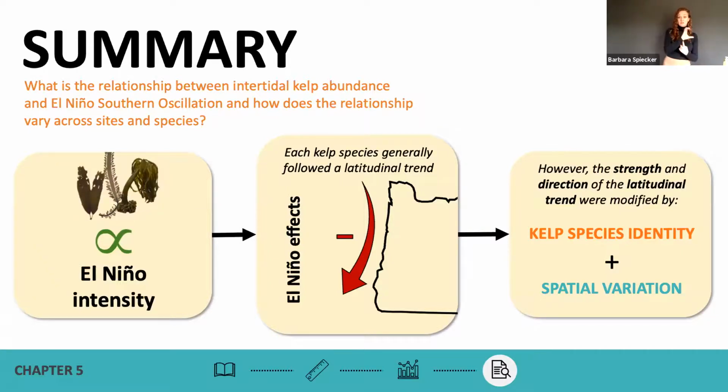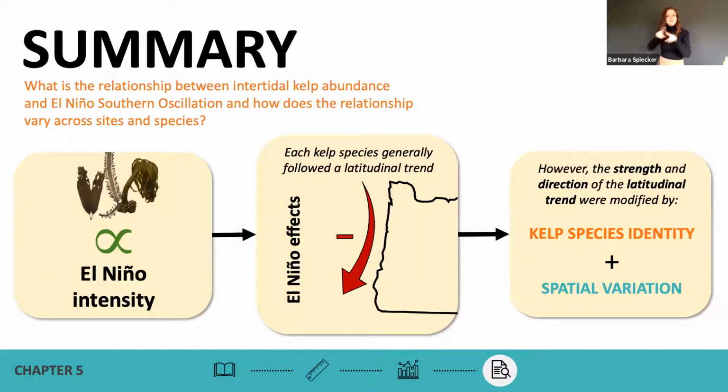Now to sum up, I asked, what's the relationship between El Nino Southern Oscillation, El Nino and La Nina phases, and kelp abundance? And then how might their relationship vary across sites and species? What I found was that the magnitude of kelp responses along the Oregon coast was generally proportional to the intensity of El Nino events. Each kelp species followed a latitudinal trend, with the negative effects of El Nino being strongest at lower latitudes, that is, in central and southern Oregon, and then decreasing northward, or poleward rather.